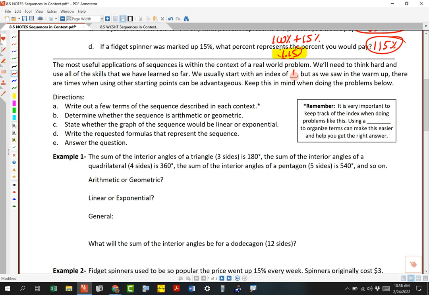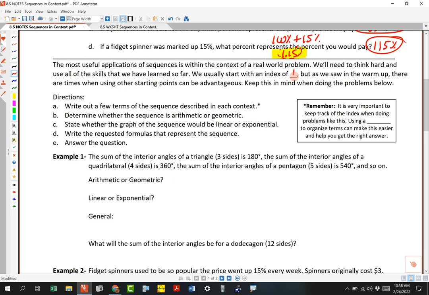But as we saw in the warm-up, sometimes it's a good idea to just key off that zeroth term. Hey, which one corresponds to zero? So we're going to want to make sure that we grab that each time, either from a table or a graph or from the information. If you follow along here, I think you're going to find this way easier than what it looks like.